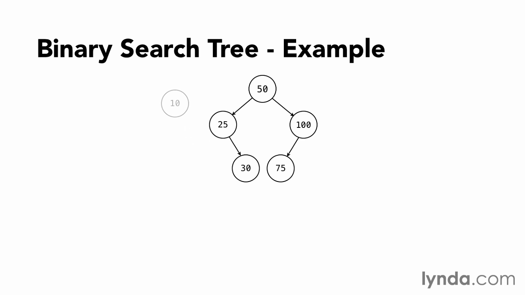Let's add a smaller value. We'll add the number 10. We'll compare it to the root. It's less. We'll go down and compare it to the value on the left-hand side. Well, it's less than that as well. We go down again and we'll put it on the left-hand side of the 25 node.